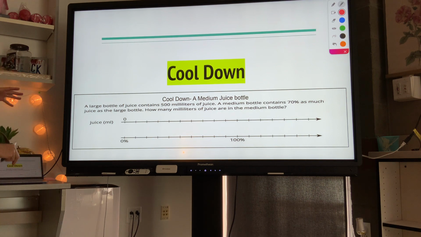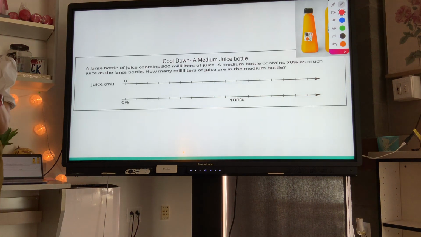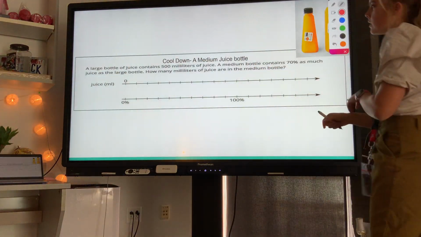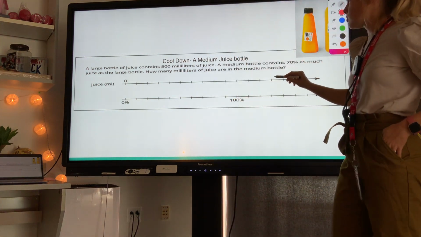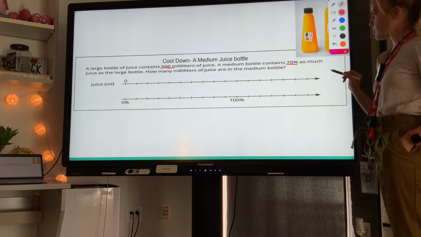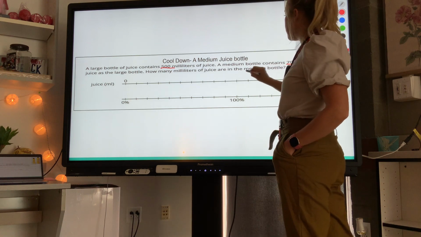Now I would like you to do the cool down. Pause it and try it on your own, and then check the video if you get stuck. Please pause it and try to do it on your own first, okay? That's the goal. So it says a large bottle of juice contains 500 milliliters of juice. So this is for a large one. A medium bottle contains 70% as much juice as the large bottle. How many milliliters of juice are in the medium bottle?